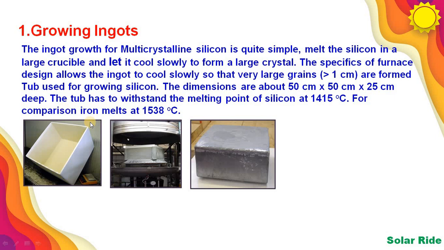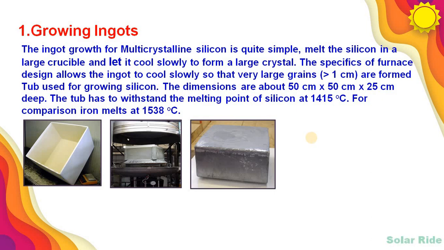The next slide is the first manufacturing step, growing ingots. These ingots are prepared with silicon only. The ingot growth for multicrystalline silicon is quite simple. Melt the silicon in a large crucible and let it cool slowly to form a large crystal. The specific furnace design allows the ingot to cool slowly so that very large grains are formed.